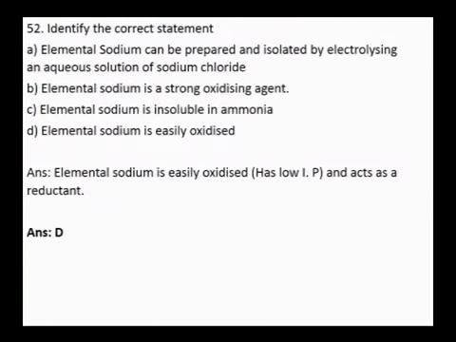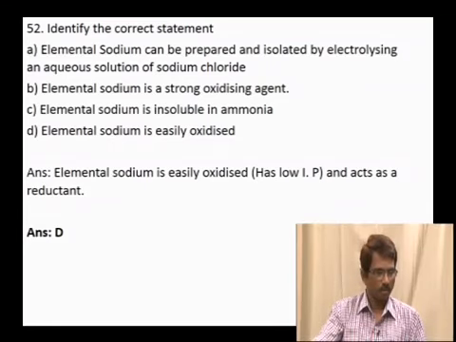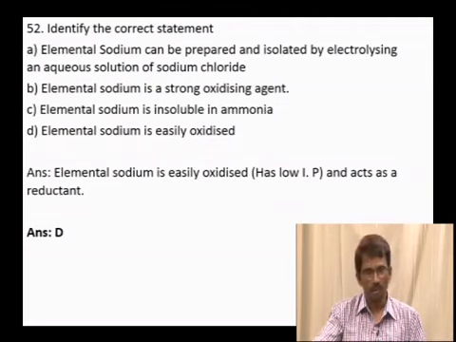And then the question number 52. You have to identify the correct statement among the four options. The first option says elemental sodium can be prepared and isolated by electrolyzing an aqueous solution of sodium chloride. Definitely this is a wrong statement, because you can get sodium by the electrolysis of molten NaCl and not aqueous solution of NaCl. Elemental sodium is a strong oxidizing agent. This is again an incorrect statement, because sodium can easily undergo oxidation and it can act as a reducing agent.